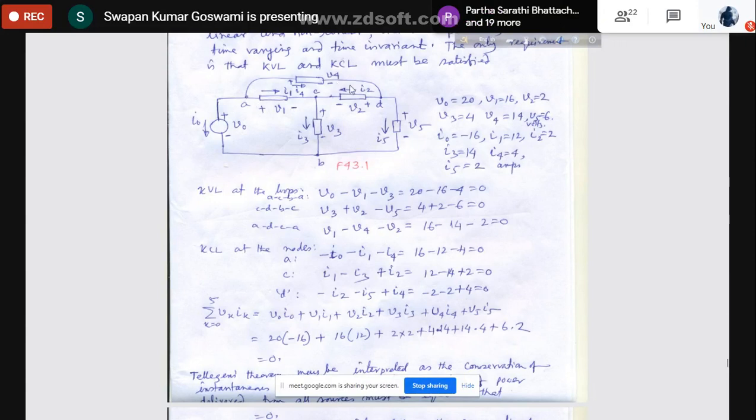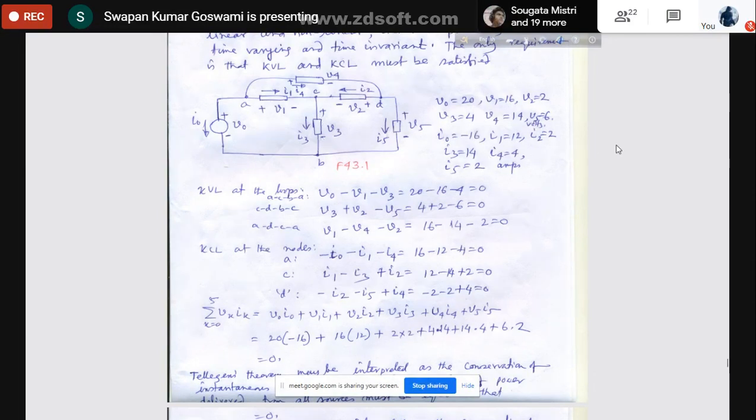Similarly, considering this loop here also, it is V1, then plus 2 minus V4, V1 minus V4, and then minus V2. V1 minus V4 minus V2, put the values, you'll see that it is 16 minus 14 minus 2 equal to 0. So the given voltages are satisfying Kirchhoff's voltage law.